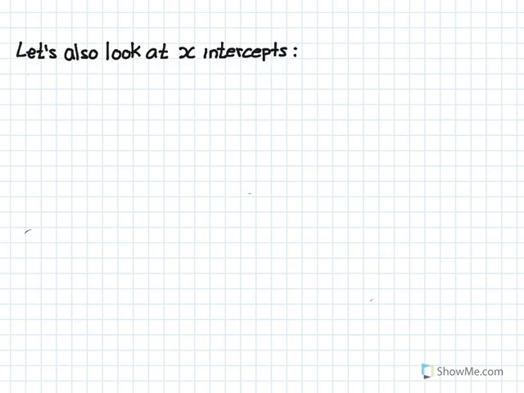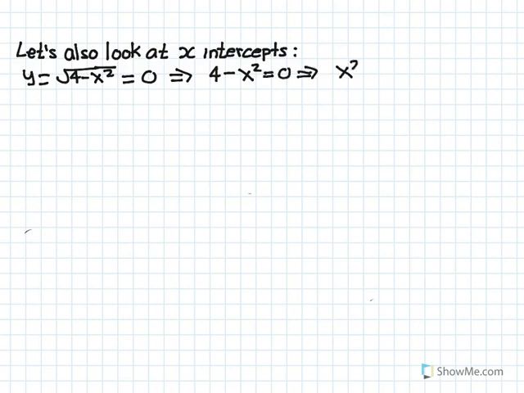All right, so let's look at the x-intercepts as well. Y is equal to root of 4 minus x squared. If we look at the x-intercepts, we'll see that's precisely where they intersect. In fact, those are the intersection points. Make this equal to 0. Square both sides, and we get 4 minus x squared equal to 0. We get x squared equals 4. Bring the 4 to the other side. If you solve this, you get x equals plus or minus 2.